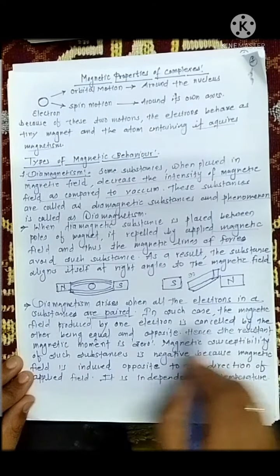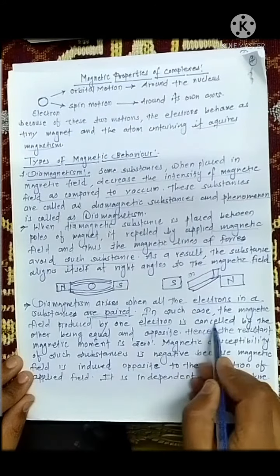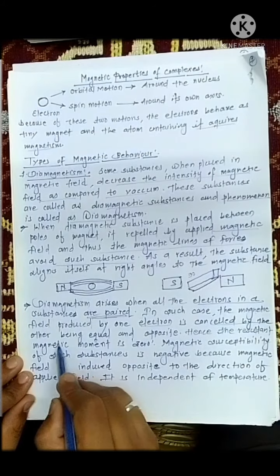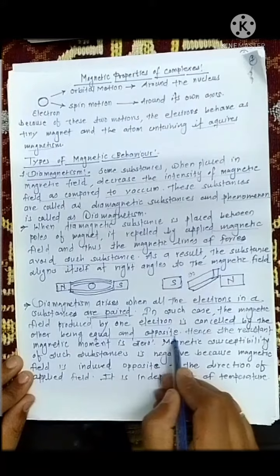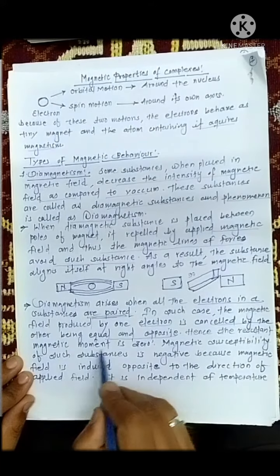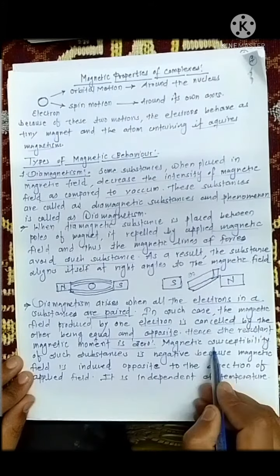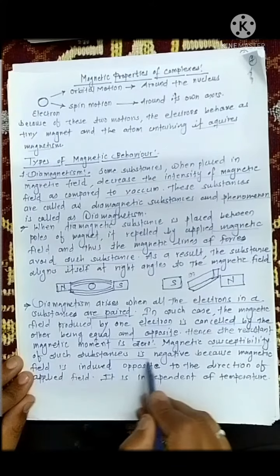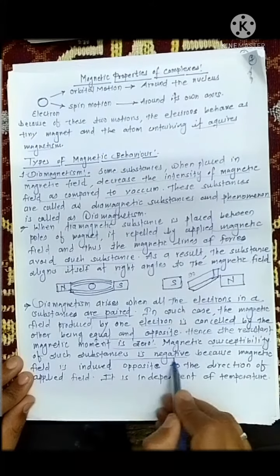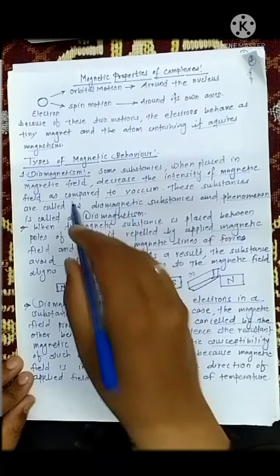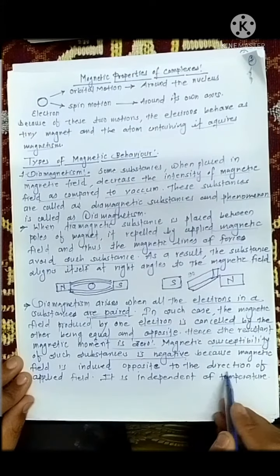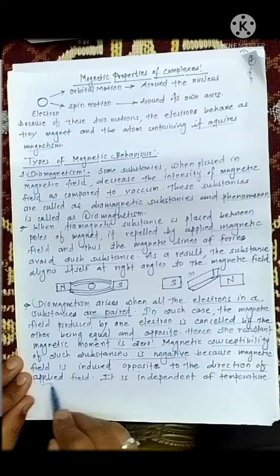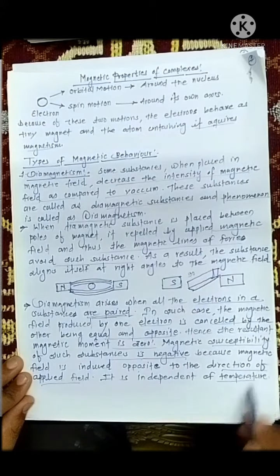In such cases, the magnetic field induced by one electron is cancelled by the other, being equal and opposite. Hence, the resultant magnetic moment is zero. Magnetic susceptibility of such a substance is negative. It is important: magnetic susceptibility of a diamagnetic substance is negative because the magnetic field is induced opposite to the direction of the applied field. It is independent of temperature also.